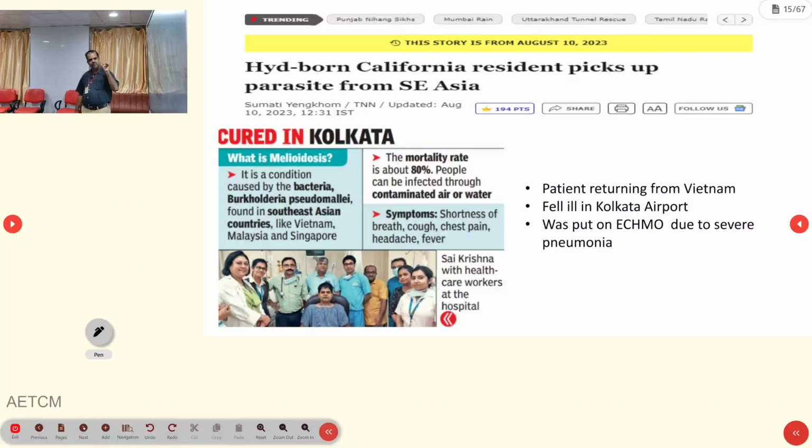So this is a case of melioidosis who went into ECMO. This is a Hyderabad-born techie from California, who went to Vietnam for vacation, and when he was coming back to India, on the way he stopped at Kolkata airport where he developed severe pneumonia and was admitted in Apollo hospital, and then they diagnosed melioidosis. He was on ECMO for 1 month and then he recovered. So anybody going to Southeast Asian countries, Thailand, Vietnam, and coming back with acute pneumonia, think of melioidosis. That is a risk factor.